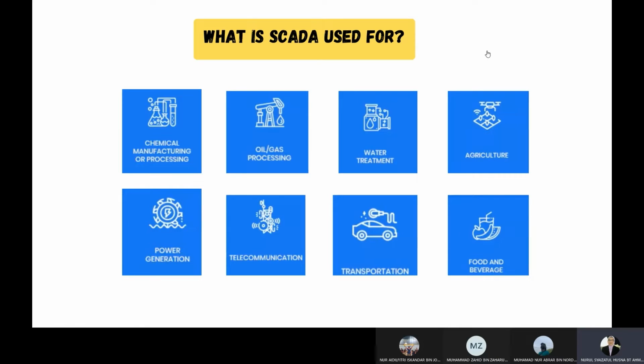So what is SCADA used for? It is used for chemical manufacturing processing, oil and gas processing, water treatment, agriculture, power generation, telecommunication, transportation, food and beverage.